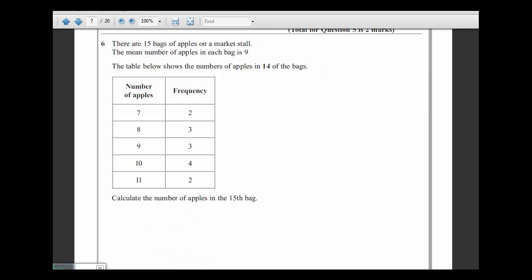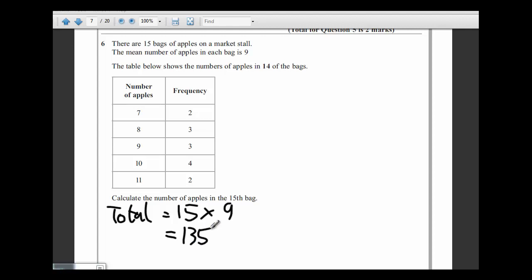Question 6. There are 15 bags of apples on a market stall. The mean number of apples in each bag is 9. We want to work out the number of apples in the 15th bag. To do this, we need to know, first of all, how many apples there are in total. So we have 15 bags with an average of 9 apples. So 15 nines are 135.